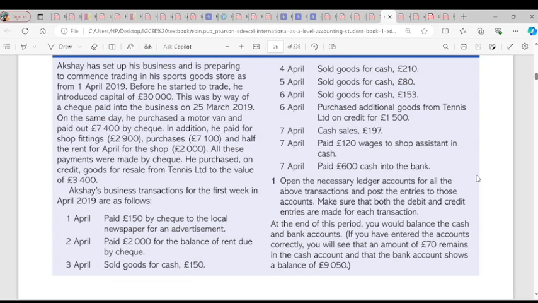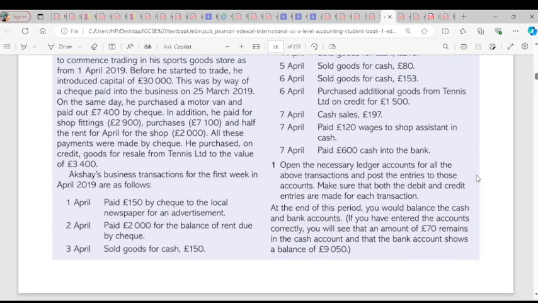Then we continue with the transaction. In addition, purchases are 7,100. So we have purchases account for 7,100, bank. So you debit purchases account and you credit bank account for purchases of 7,100. You put 7,100 on the debit side of the purchases account, and the details will be bank. It's an expense, 7,100, but you use the bank because you pay through the bank.